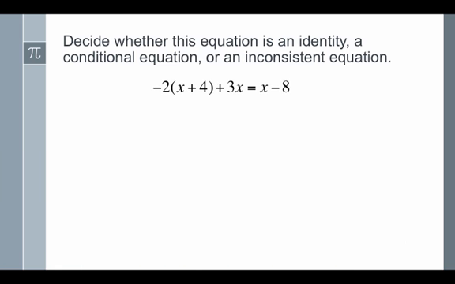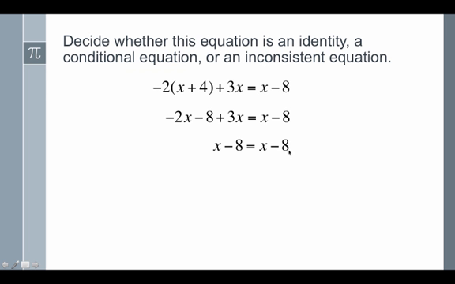All right, let's try another one. All right, again, we're just going to start out solving this like we always do. We're going to distribute the minus 2 first. And so I get minus 2x minus 8, and then I just copy my plus 3x equals x minus 8. The first thing I need to do here is simplify the left side. And so since I have minus 2x and plus 3x, that's going to give me plus 1x. And so I have x minus 8 equals x minus 8.